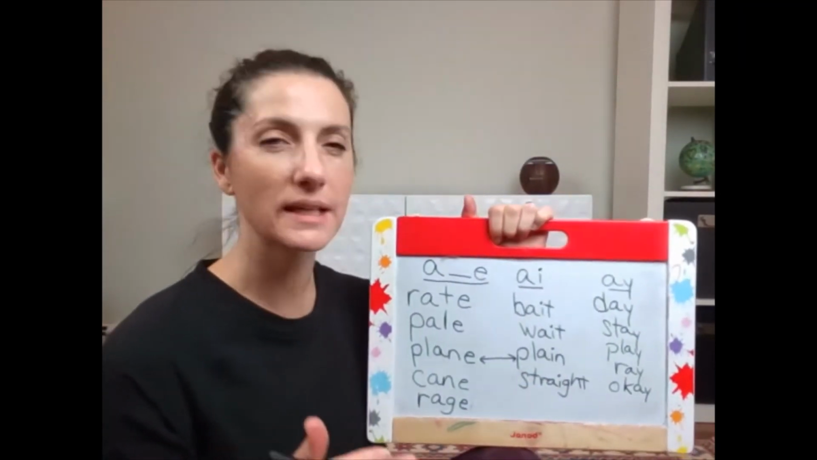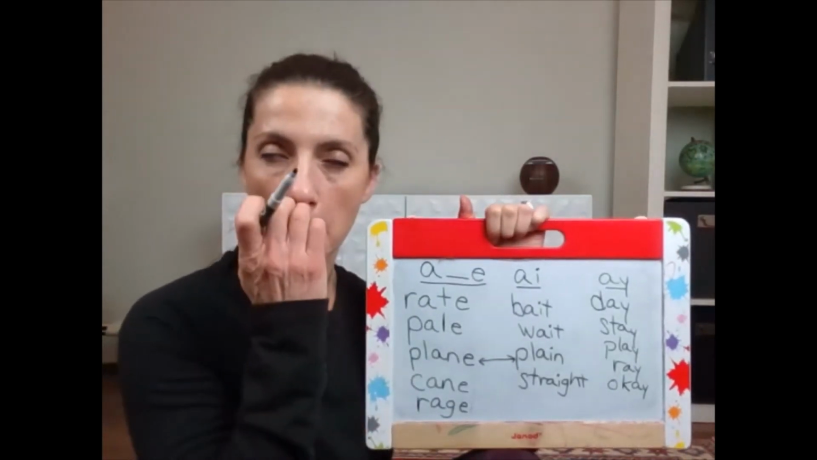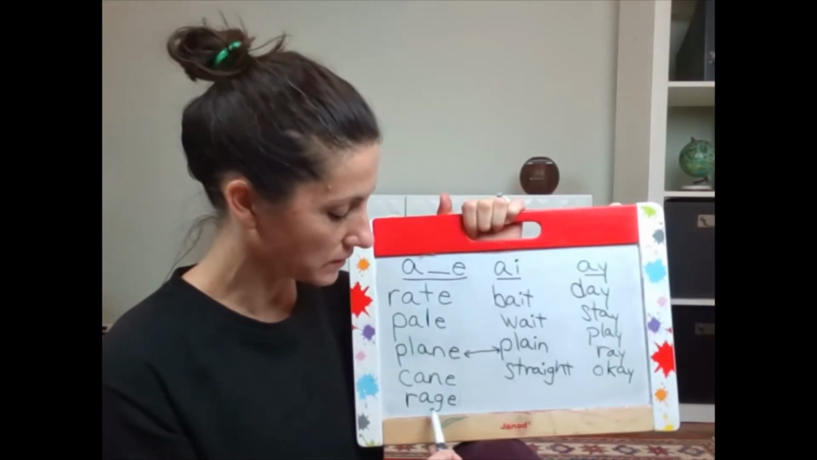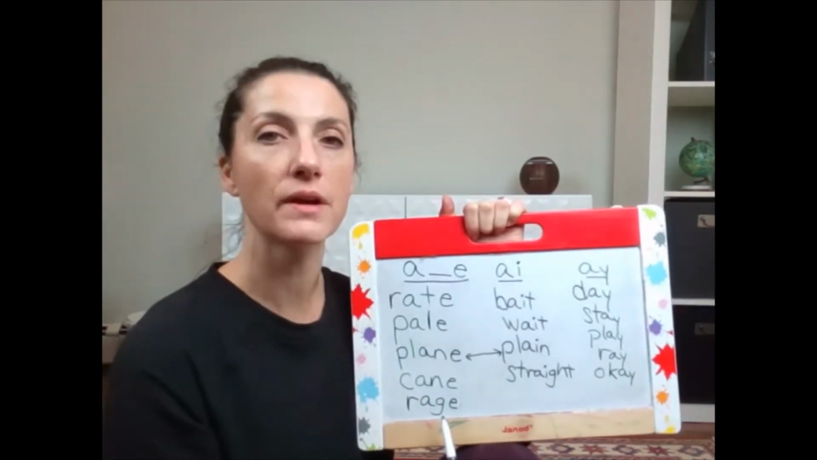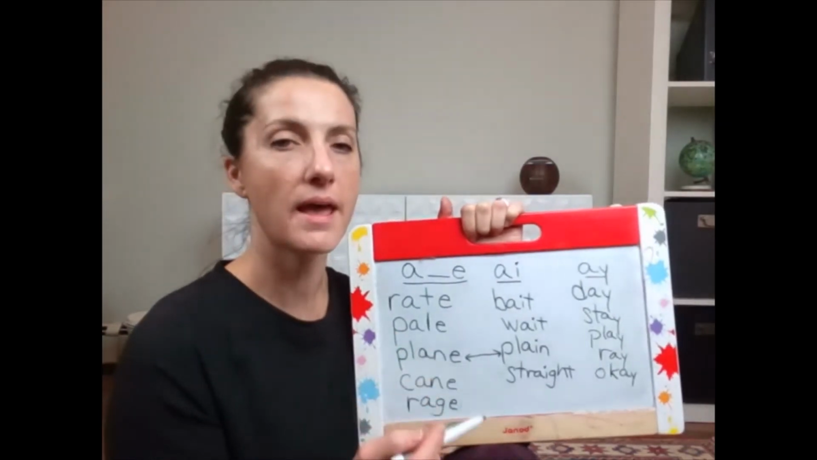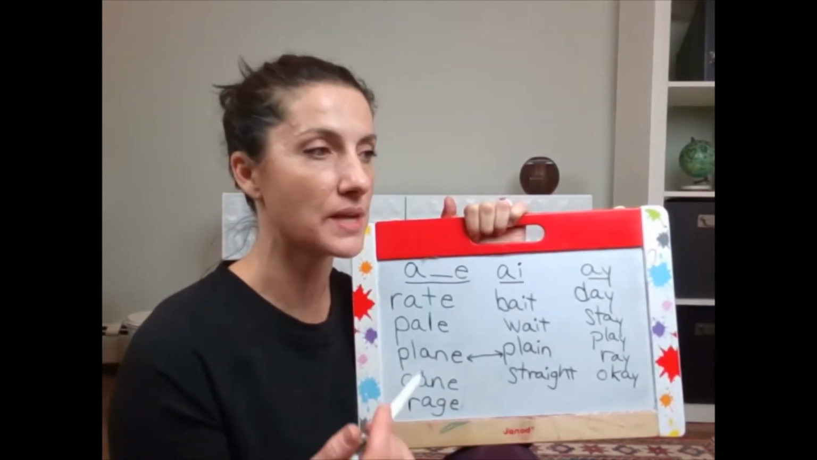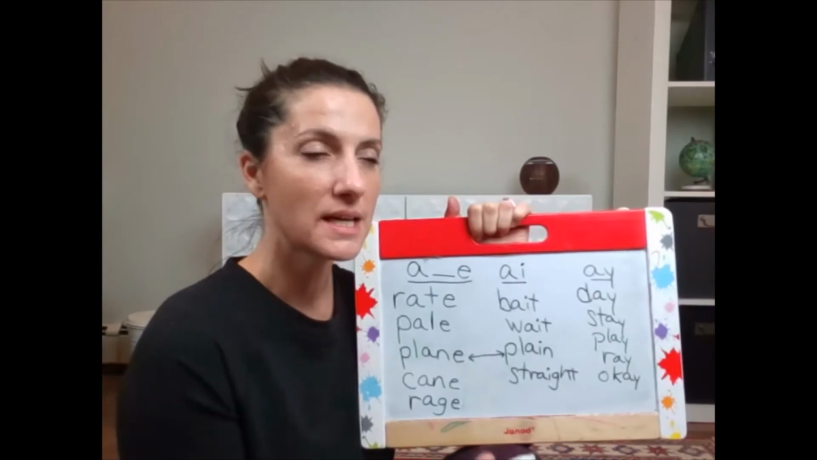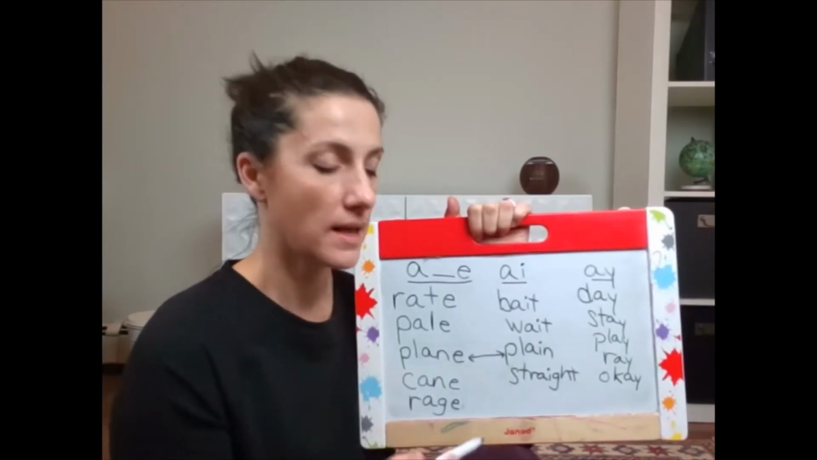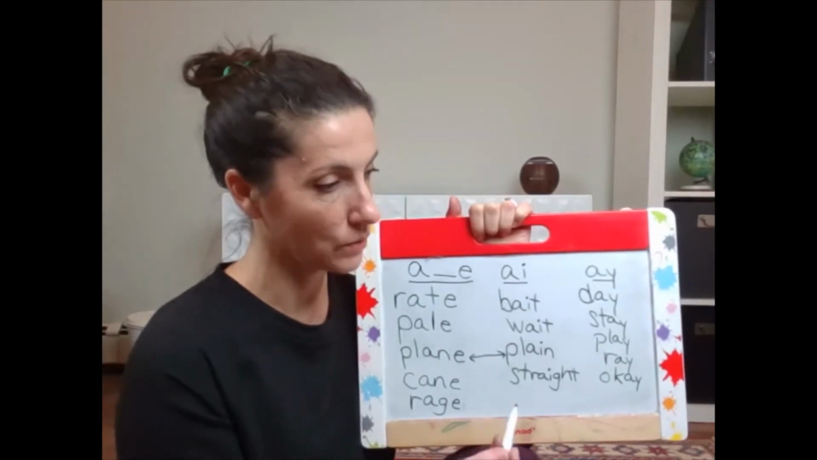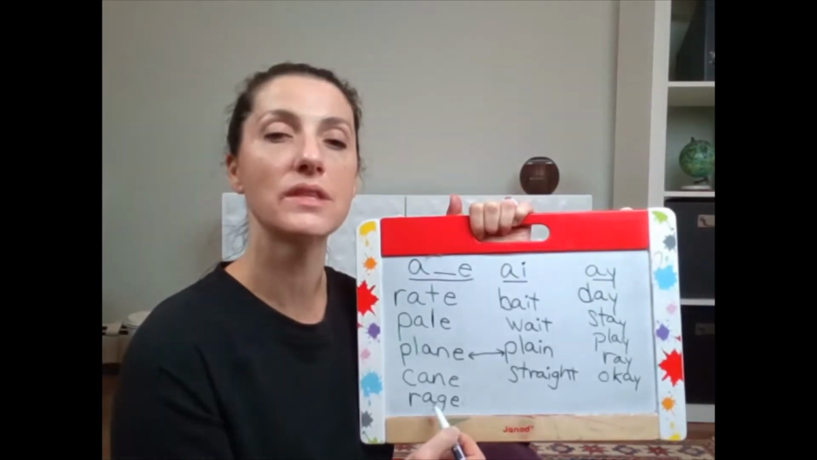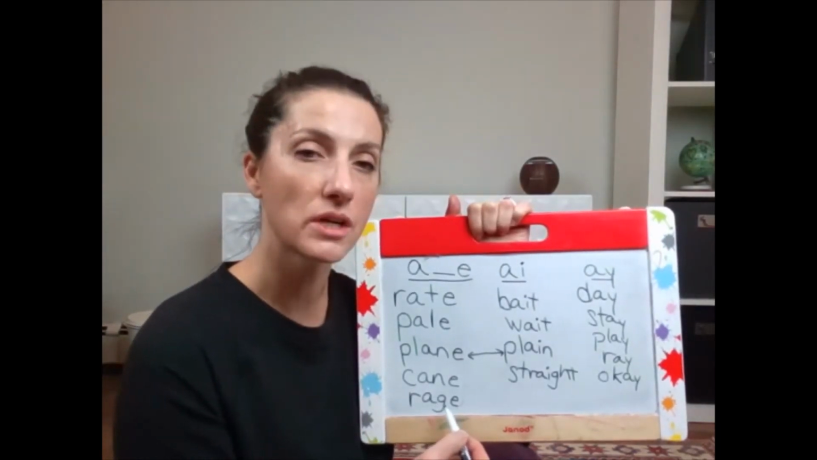right? And we're not going to get too much into the soft and hard C and G, because we just did that yesterday. But just remember that if there is an A, an O, or a U that comes after a C or a G, it's the hard sound, the K or G. And if it's an E, an I, or a Y that comes after, like in this case, then it is the soft sound, J or S.